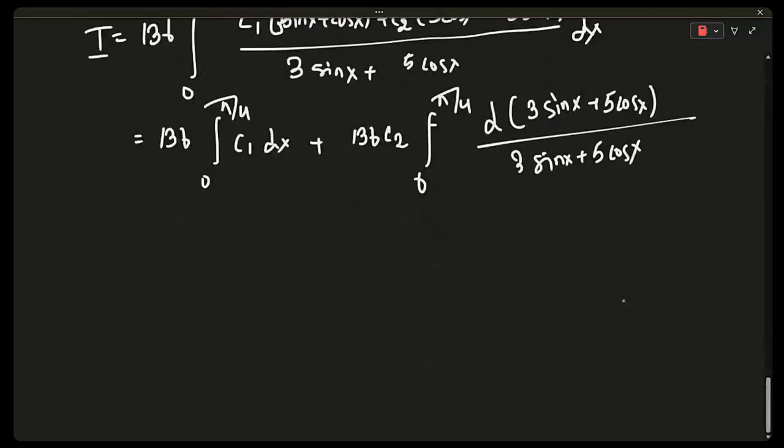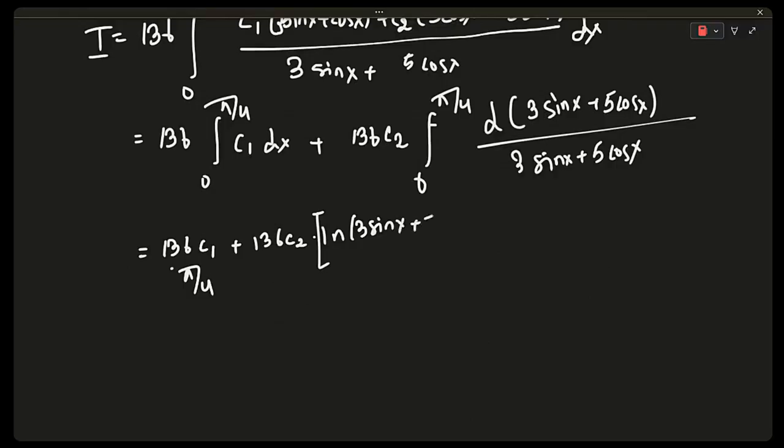Okay. First one is c1 times x. Second one is c2 into ln of 3 sin x plus 5 cos x, and this integral goes from pi by 4 to 0. Let us try and do this. Taking common, so c1 pi by 4 plus c2.